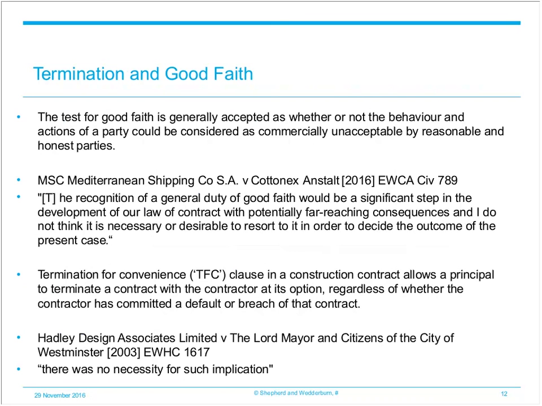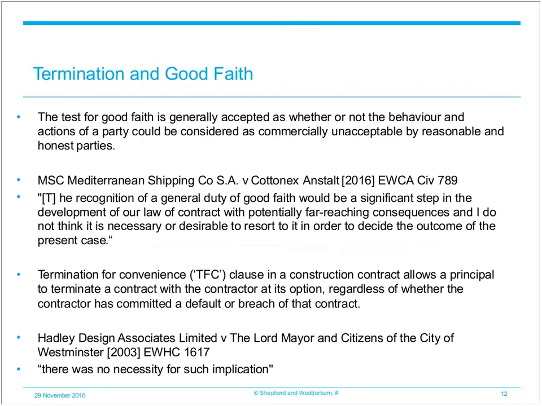Another potential limitation on the freedom of contract is the principle of good faith. The test for good faith is generally accepted as whether or not the behaviour and actions of a party could be considered as commercially unacceptable by reasonable and honest parties. And whilst in many civil law jurisdictions this principle is strictly adhered to, in the UK, both north and south of the border, there is no general duty of good faith applied to contracts.